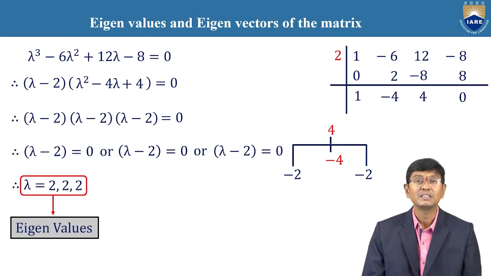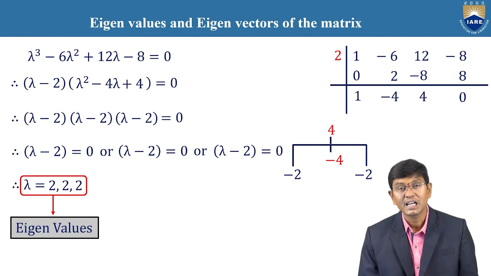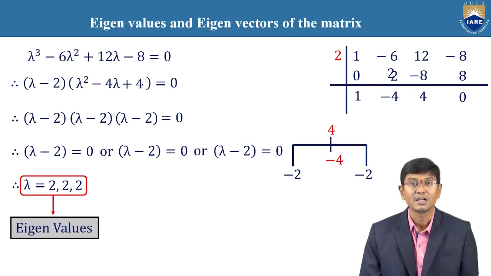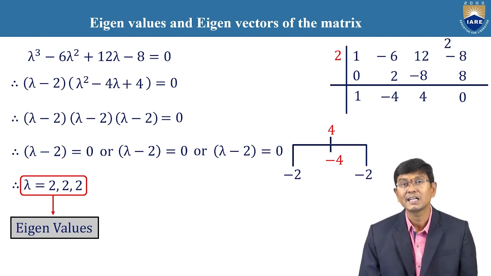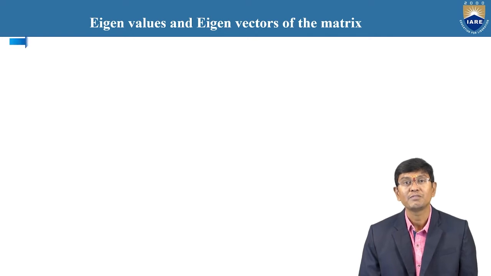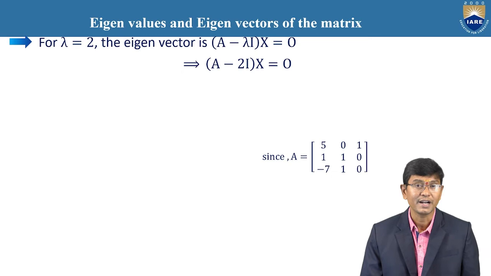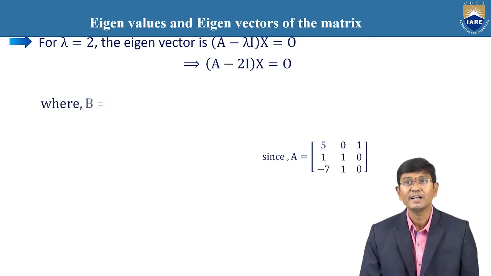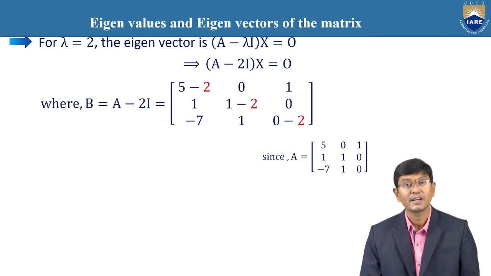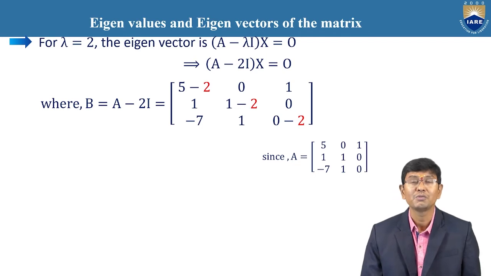For confirmation, we need to check that the sum of the eigenvalues is equal to the trace of the matrix. It is clearly satisfied: 2 plus 2 plus 2. Therefore, the sum of the eigenvalues clearly equals the trace of the matrix. And now we need to find the corresponding eigenvector for lambda equal to 2 only.